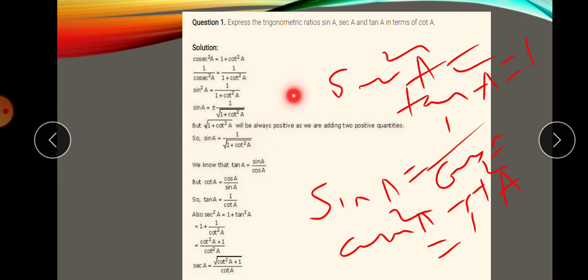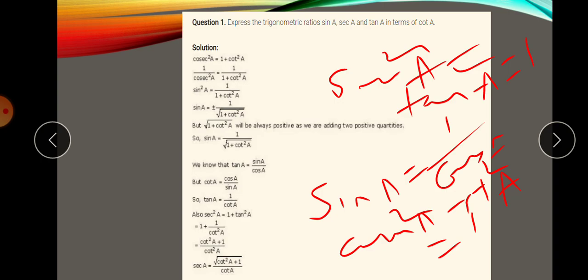Now we are going to convert secant A into cot A. As you know, tan A is sin A by cos A, cot A is cos A by sin A, and tan A is 1 by cot A. Now we have one more identity: secant square A equals 1 plus tan square A. Tan is 1 by cot, so taking LCM, secant square A equals cot square A plus 1 by cot square A. Then taking the square root, secant A equals root over cot square A plus 1 by cot A. This is very easy to do.